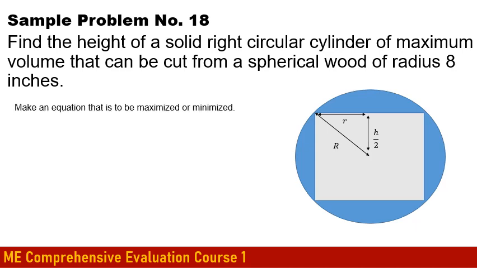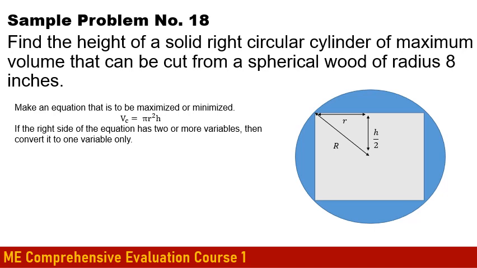So we can make an equation that is to be maximized or minimized. Examining the given problem, we are looking for the maximum volume of the solid right circular cylinder. Therefore, the equation is the volume for the right circular cylinder, which is pi r squared h. Since the right side of the equation has two variables, which are the radius and the height, then we have to convert it to one variable only.